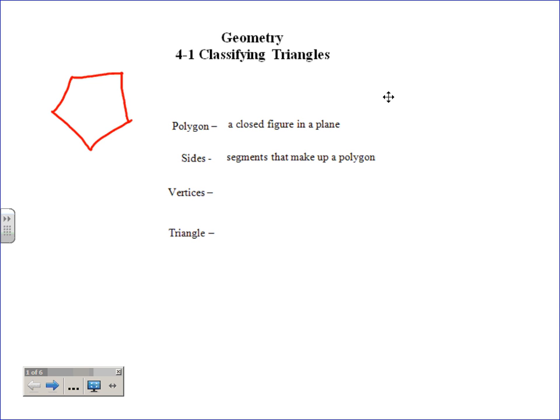Vertices. How many vertices does this one in red have? Well, how could you describe them? The points where segments intersect or meet, like we were just told. Very good.